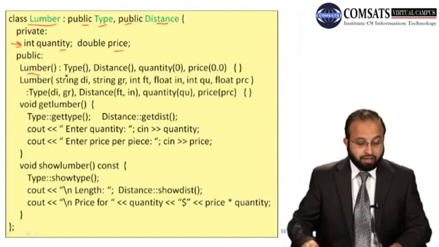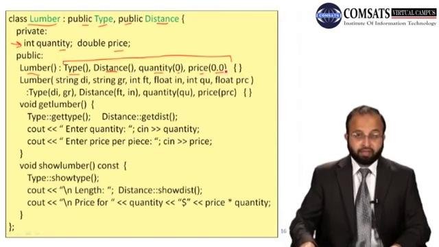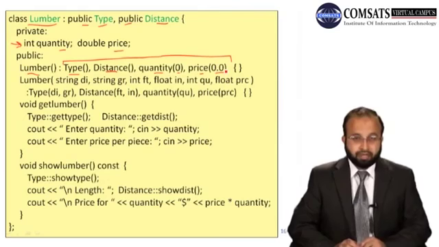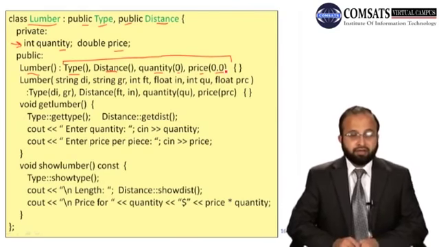So हम यहाँ पे क्या कर रहे हैं, initializer list में. So this is the initializer list, basically this much long, and what we are doing in the initializer list, we are calling a default constructor of a type, default constructor of a distance class, and quantity को हम 0 से initialize कर रहे हैं और price को हम 0.0 से initialize कर रहे हैं. ठीक है. So now here we are calling the constructor of the base class explicitly, right?